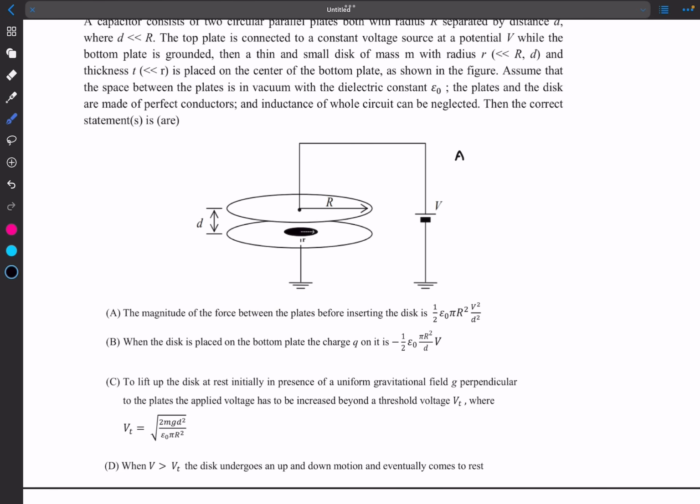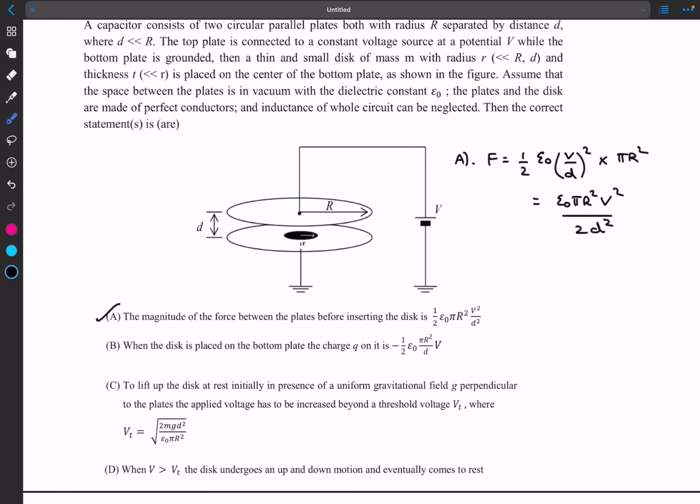Okay, so for option A, we can use the idea of electrostatic pressure. The force on any one of the plates is just going to be the electrostatic pressure, which is half epsilon naught times (V by d) squared. This is the electric field in between the capacitor plates, multiplied by the area of any of the plates, which is pi r squared. And the answer would be option A.